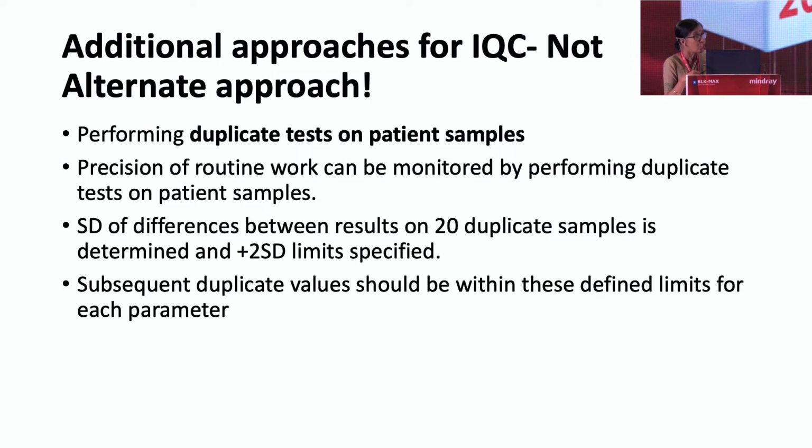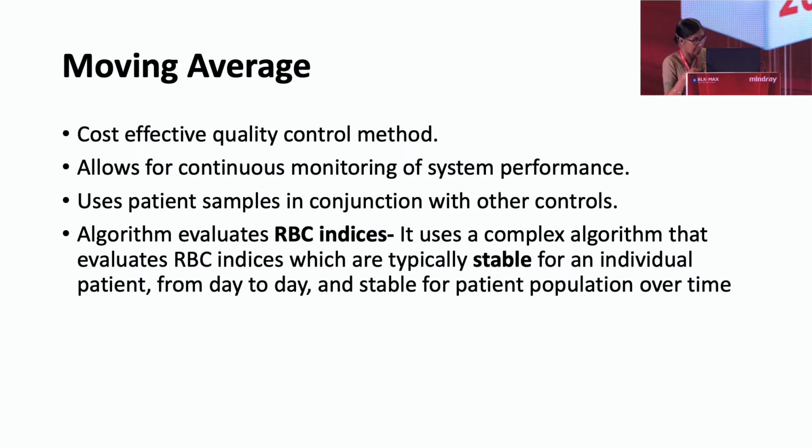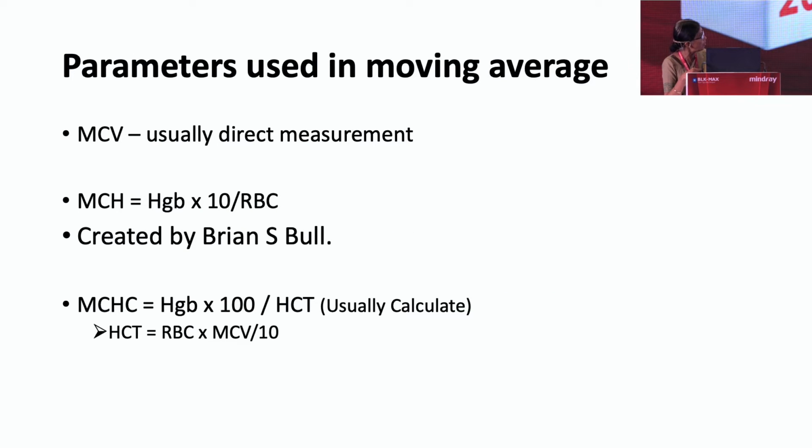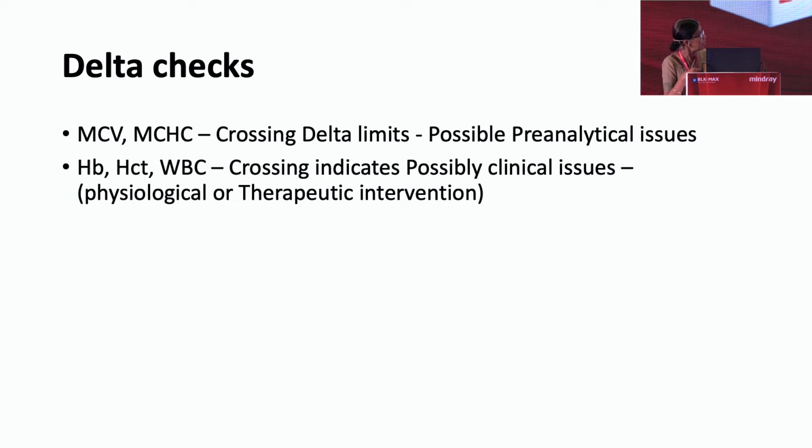an alternate approach. So performing duplicate tests on patient samples can add value. For example, if you can perform duplicate testing and determine the degree of variation, none of the duplicate tests should differ from each other by more than 2 SD. This can be a very useful internal QC parameter. Moving average is another useful measure. Daily mean, of course, correlation comparison. Delta checks that we all rely on.